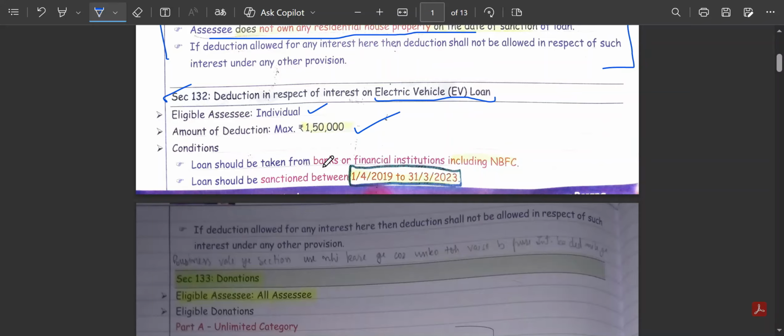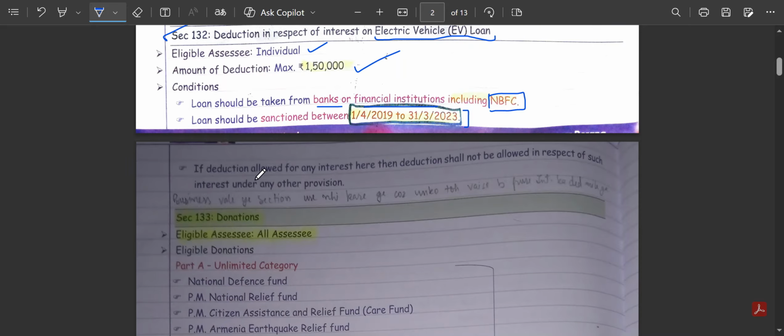The first one is again it should be taken from banks and financial institutions, but here they included NBFC as well. Means if we have taken a loan from an NBFC, it will also be covered under this section. Then the sanction date, again the most important one, is it should have been obtained between 1/4/2019 up to 31st March 2023. Again, if deduction is allowed for any interest here, then it should not be allowed in any other provision.